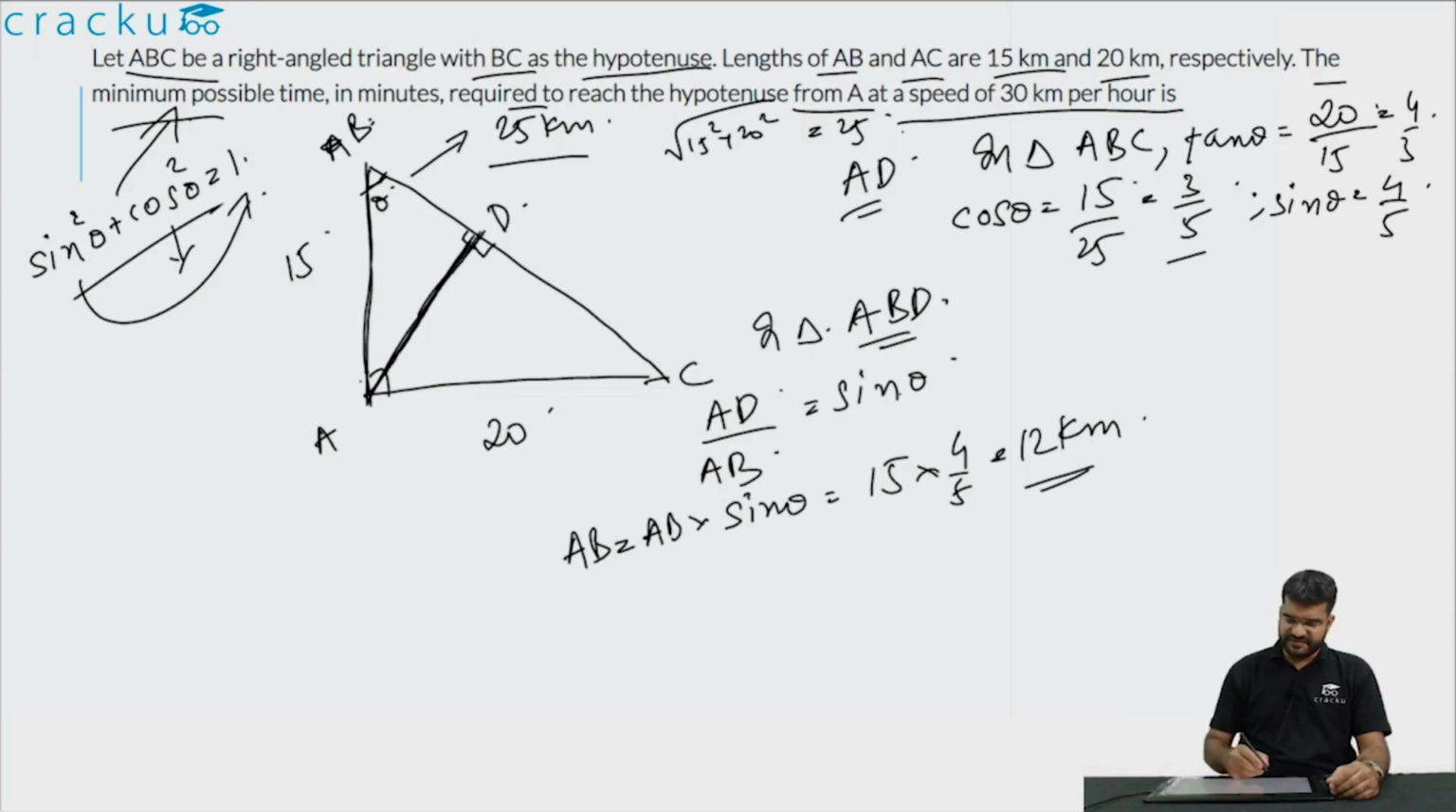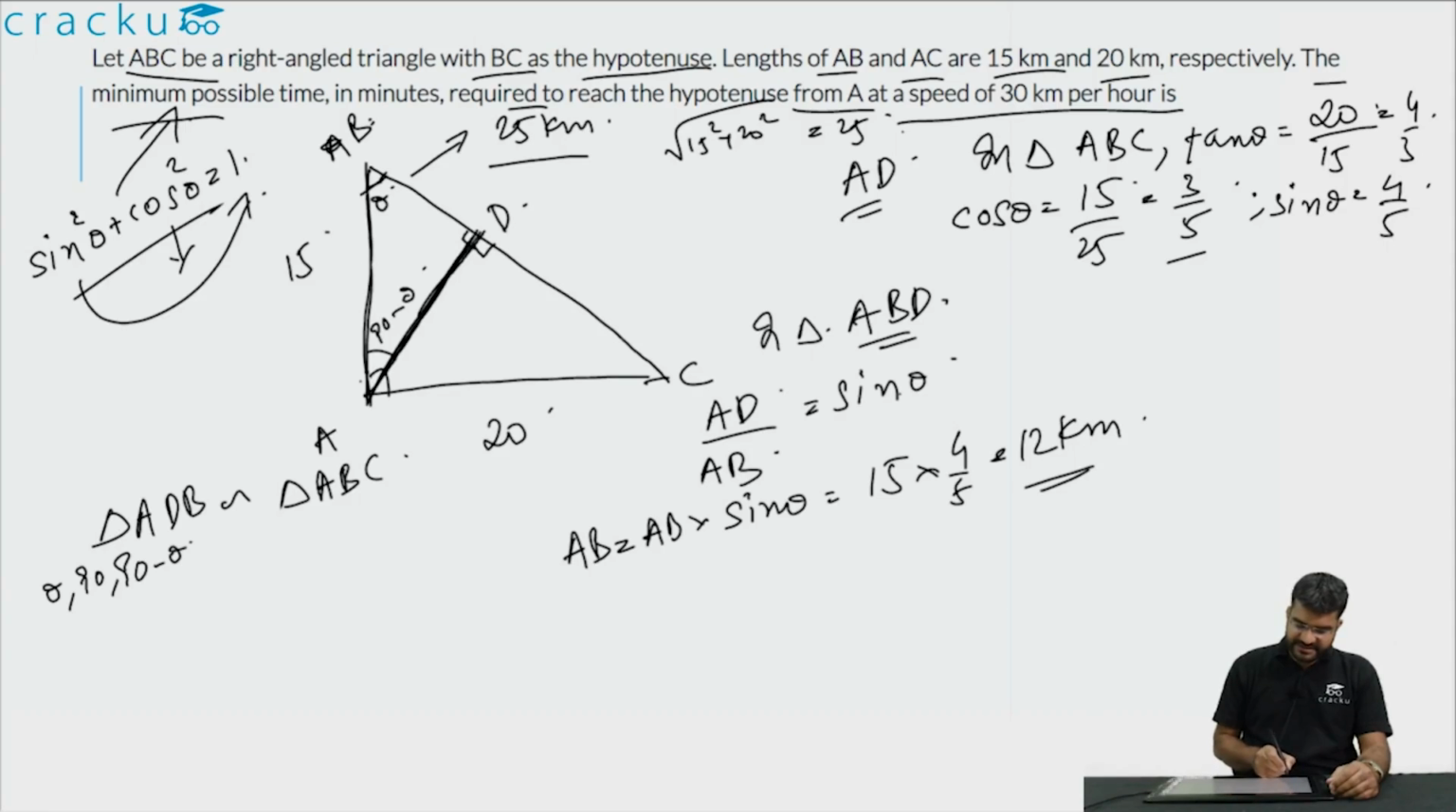There are a number of ways in which you can calculate the length of AD. You can either use trigonometry as we have used now, or you can use the fact that triangle ADB is similar to the bigger triangle ABC, because all the angles will be the same. For ADB, the angles are theta, 90 and 90 minus theta. Similarly, for triangle ABC also, the angles are theta, 90 and 90 minus theta. As they are similar triangles, the lengths of the sides are in proportion, the sides which are opposite the same angles.